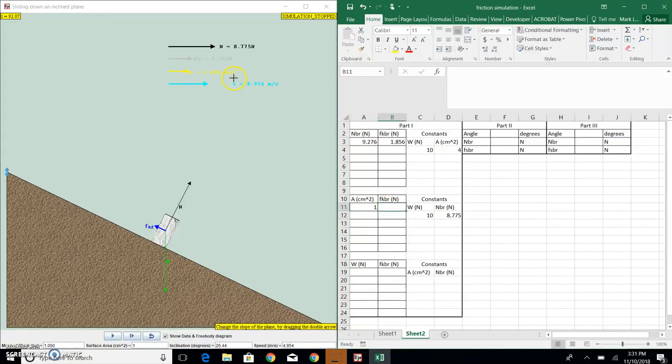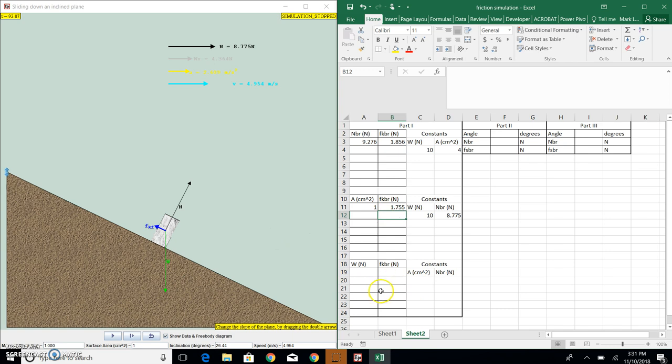And to figure out the friction again, I'm going to have to take the x component of the weight minus the net force. For me, that would be the mass times the acceleration. So 4.364 minus the mass, which is 1 for me, times the acceleration, 2.609. And I'm going to have to get 5 more data points.